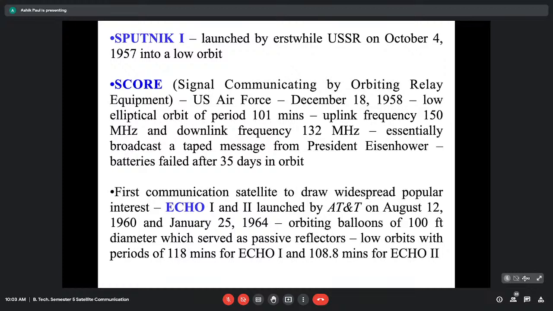And they essentially served as passive reflectors. That means because they were orbiting balloons which served only as passive reflectors, they did not have any onboard processing capability. They could not amplify and retransmit the signal. They could only redirect the incoming signal. Okay, they were passive. When you have some kind of amplification and retransmission capability on board a satellite, that is an active system. They were also put into a low Earth orbit with an orbital period of about 118 minutes or so.